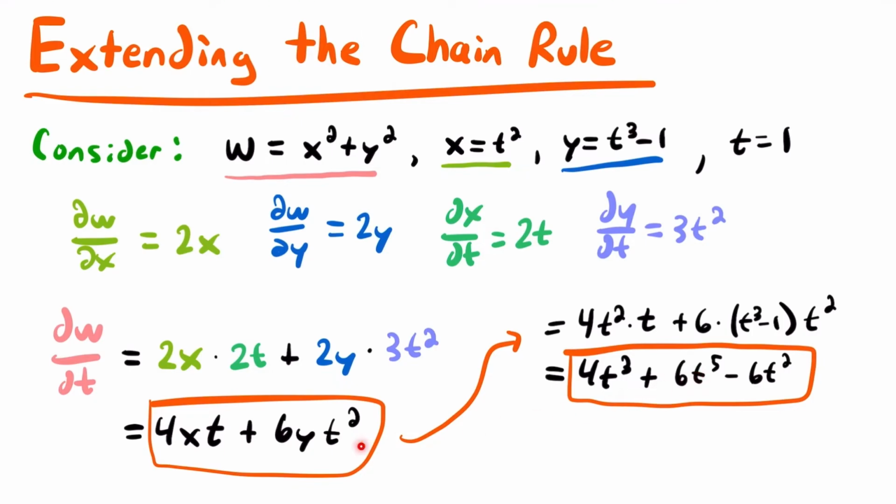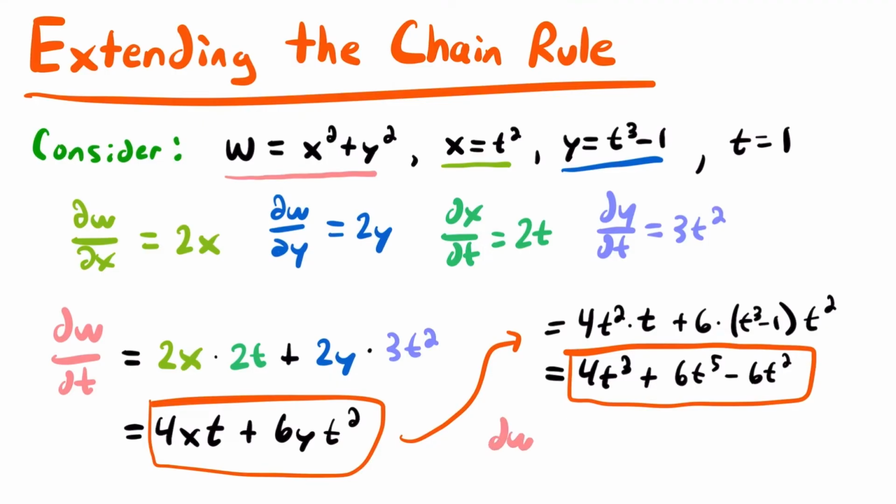Or if you left your derivative in this state, you could still plug 1 in for t for these two t's, but then to figure out what x and y would be when t equals 1, you just want to plug t equals 1 into those expressions for x and y, and then those values would go into this expression. Okay, so you could do it that way, but since we have dw dt entirely in terms of t, I would just plug 1 in right here.